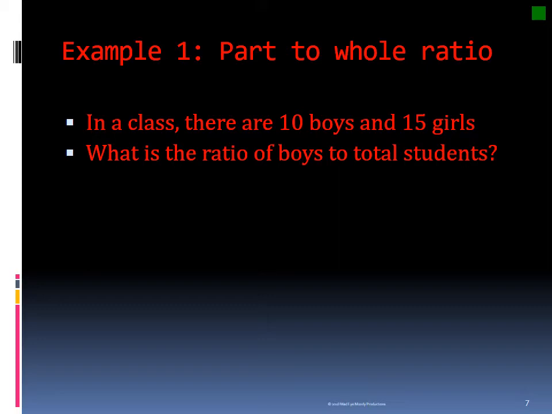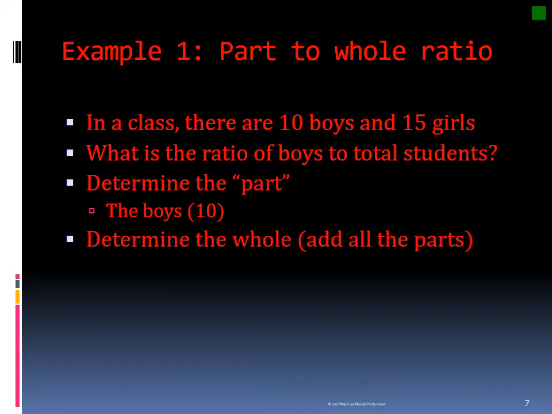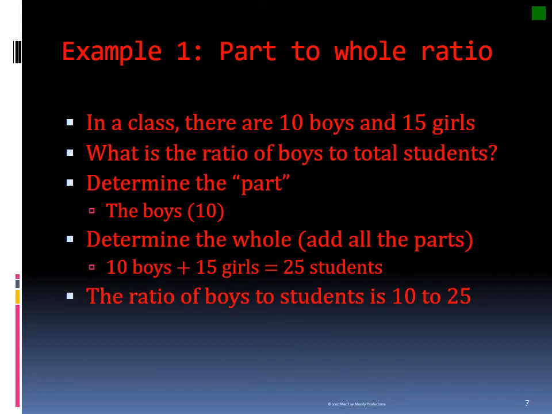Well, this is a part to whole ratio because boys is the part, and we're given the information that there are 10 boys. So that's the part of the part to whole ratio. Now we need to determine the whole because it's asking us to compare boys to total students. So that is the whole. This means we need to add all the parts so that we can get the whole, because the whole is the sum of its parts. Well, there are 10 boys and 15 girls, so the total, or the whole class, is made up of 25 students. Now we can write the ratio in word form or fraction form or colon form, but any of the three ways we would read it as the ratio of boys to students is 10 to 25.